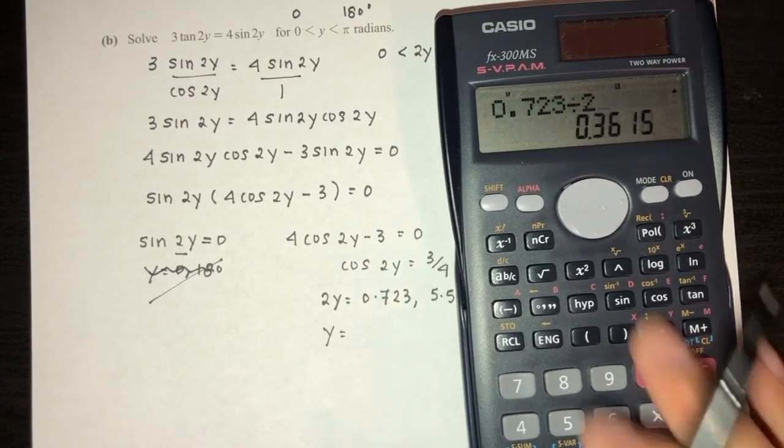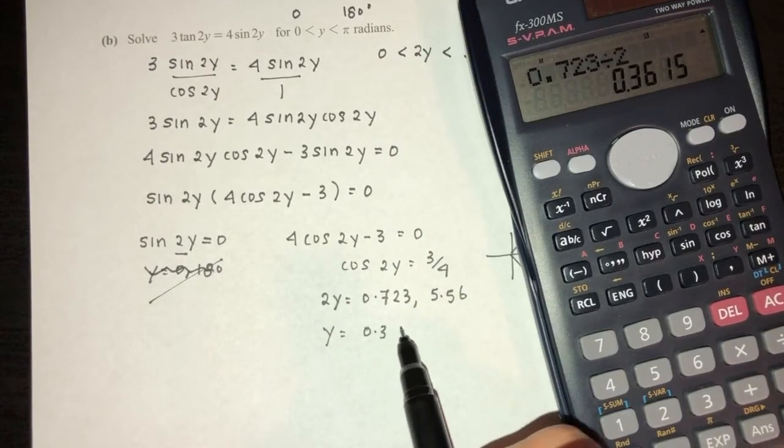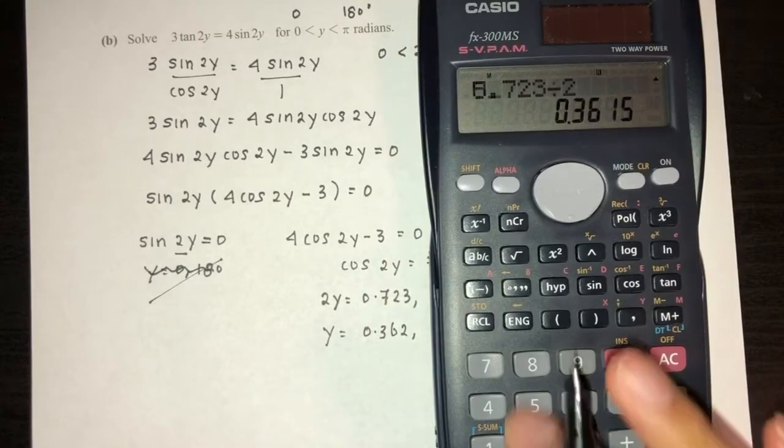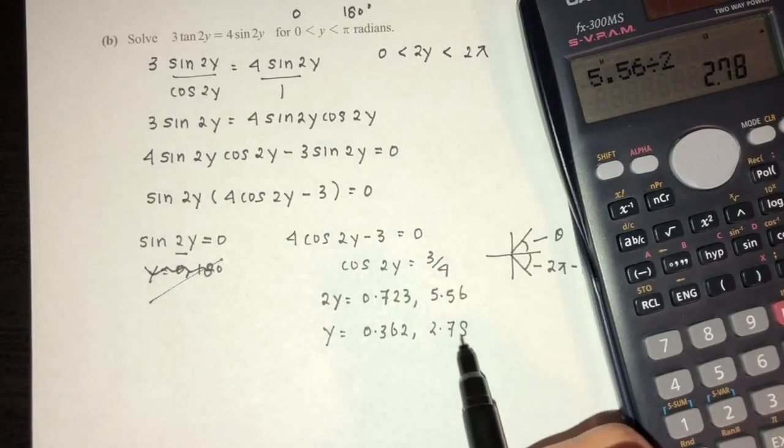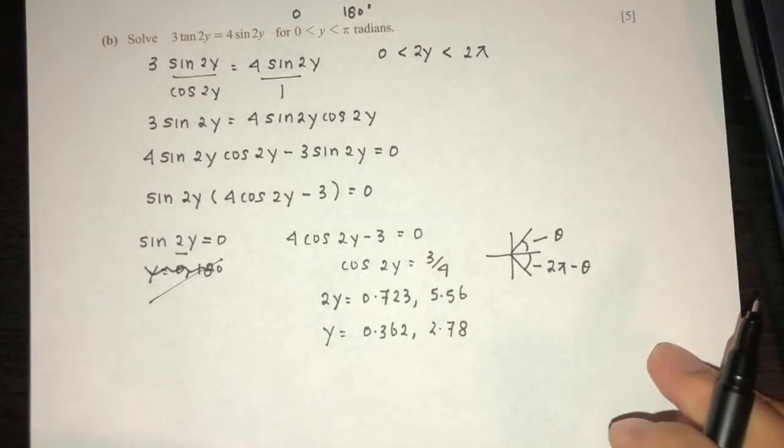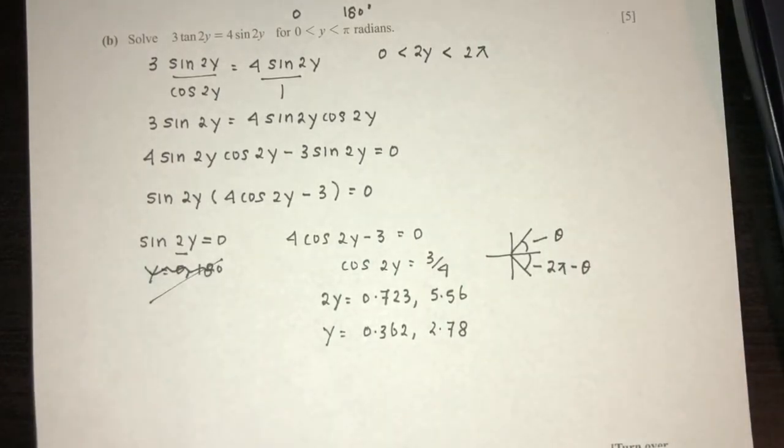So y will be 0.723 divided by 2. That will be 0.362. 5.56 divided by 2, 2.78. That will be your two values of y. And what is this one? Let's check.